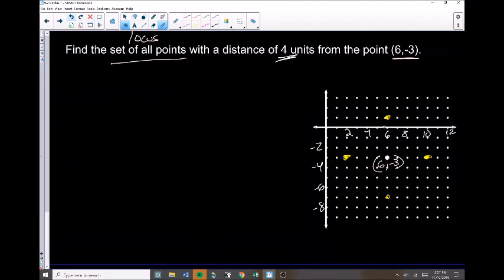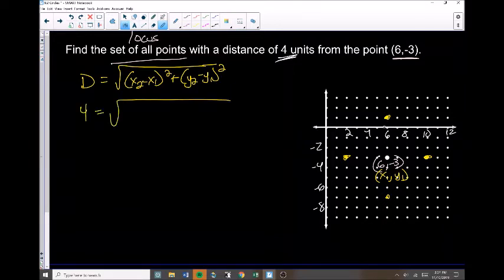If I again think about the distance formula, I'll write it out one last time. Distance is the square root of (x2 minus x1) squared plus (y2 minus y1) squared. I'm going to call this my point (x1, y1). That's one of the points from which I'm finding a distance of 4 units. So I know the distance is 4. I'm going to take my x1 and plug it in right here. So this becomes (x2 minus 6) squared, and this becomes (y2 plus 3) squared.